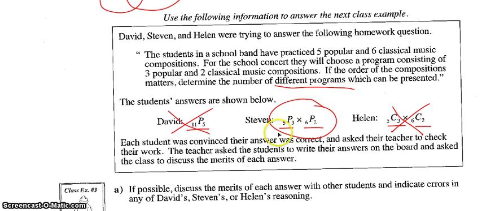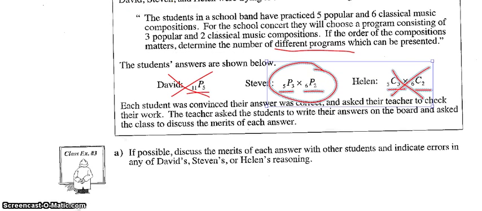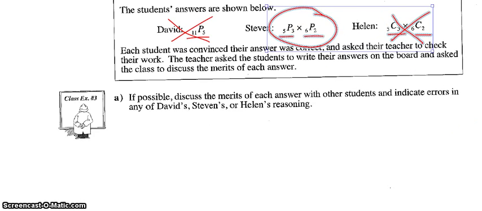But this is also wrong too. Because if you put it this way, since order matters, you are saying you have 3 popular songs first, and then after that you have 2 classical songs. The order will be popular and then classical. But then you can mix it up too. So what's wrong? All 3 of them are wrong. What is the right way?